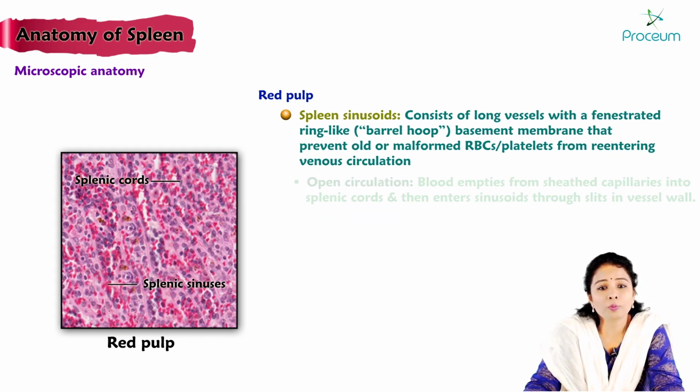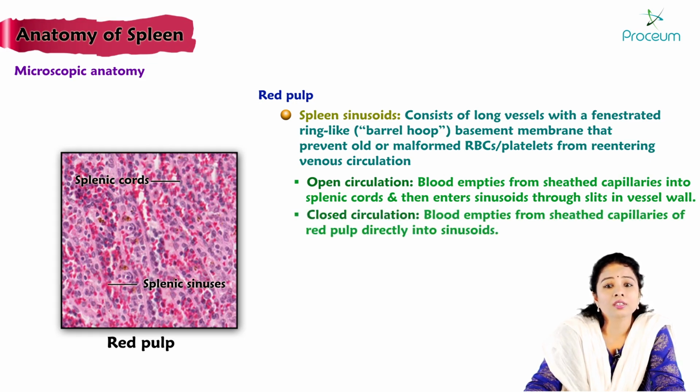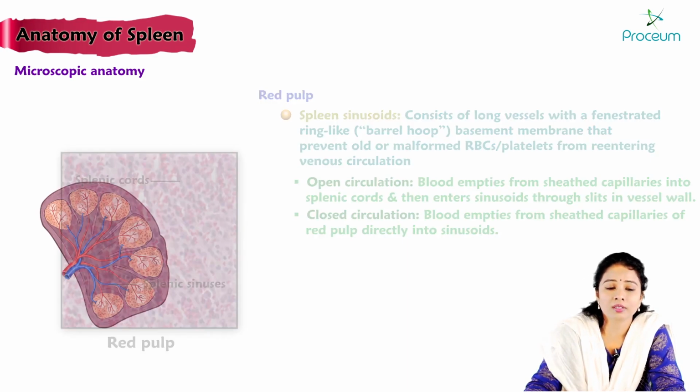So what is this open circulation? Blood empties from the sheathed capillaries into the splenic cords and then enters the sinusoids through slits in the vessel wall. And what is the closed circulation? The blood empties from the sheathed capillaries of red pulp directly into the sinusoids, which is considered as closed circulation. So spleen contains both open and closed circulation as well.